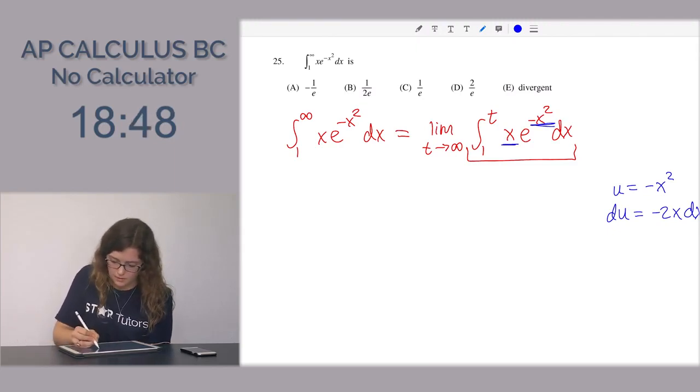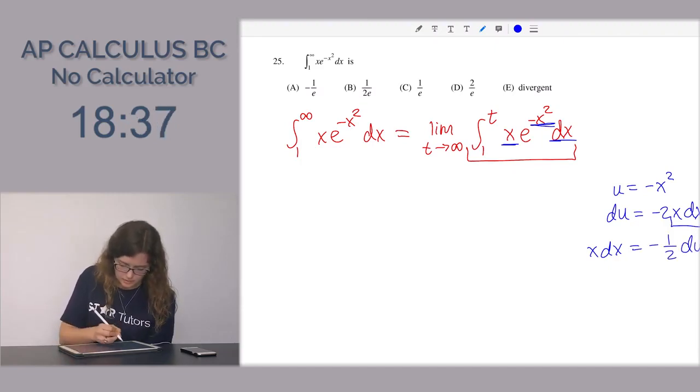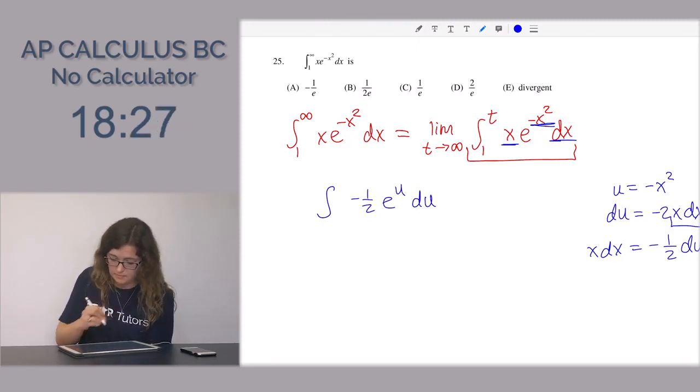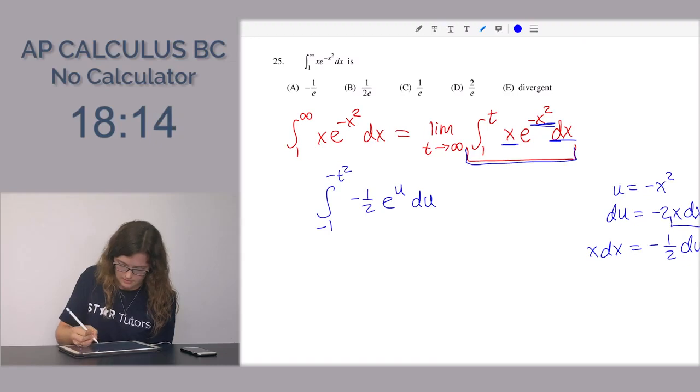In my integral I have this x dx, so I want to solve for x dx, and x dx equals negative 1/2 du. That's what I'm going to substitute in for x dx. So this integral becomes the integral of negative 1/2 e to the u du, and I have to change my bounds. I started at x equals 1; when x is 1, u is negative 1. And when x is t, u is negative t squared. So I've changed this integral to this new integral.